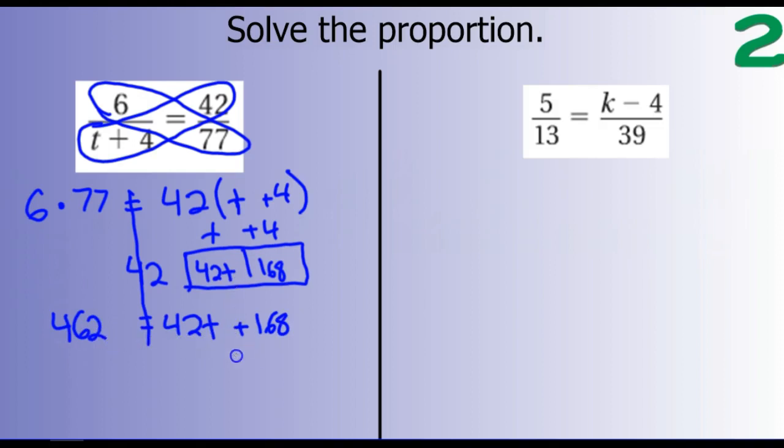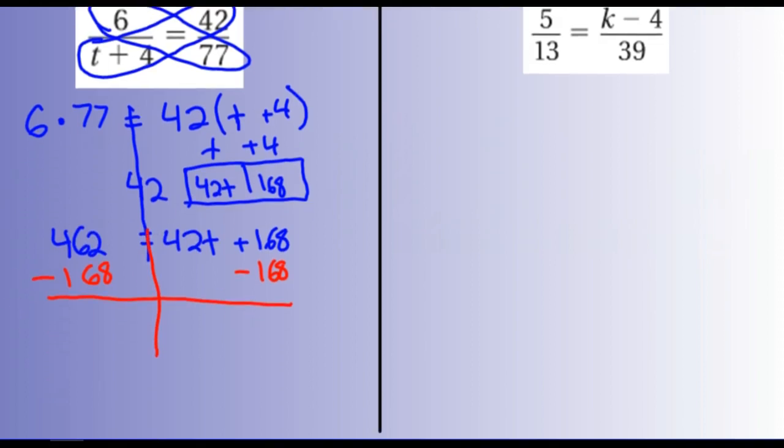Now, to get t by itself, the first thing I need to do is subtract 168. I'm subtracting because this 168 is positive and I have to do the opposite. So 462 minus 168 gives me 294 equals 42t. Divide by 42, and t equals 7.